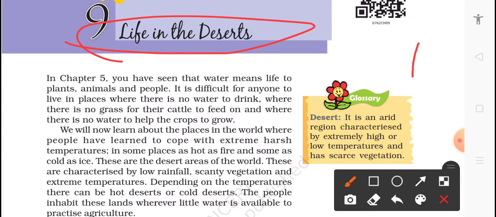These are characterized by low rainfall, scanty vegetation and extreme temperature. Depending on the temperatures, there can be hot deserts or cold deserts. The people inhabit these lands wherever little water is available to practice agriculture. So mainly this kind of place, people choose an area to live where there is availability of water for their daily needs.